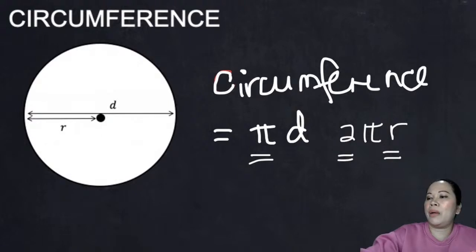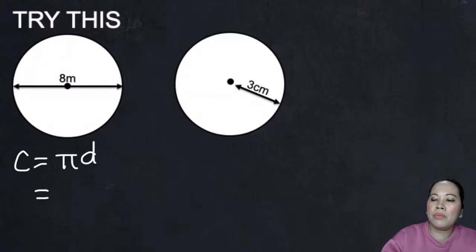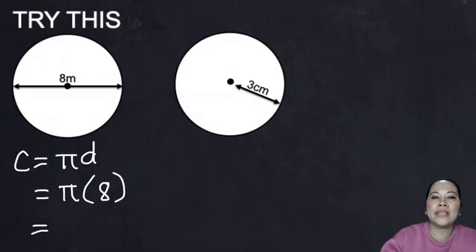And your d is your diameter. So if you are asked to try the following, the first question is, it has an 8 meter and it's a diameter. So since it is a diameter, then you simply use the formula circumference is pi d. And then you substitute your diameter, which is 8. And if you are asked for the exact circumference for this circle, then it's 8 pi.